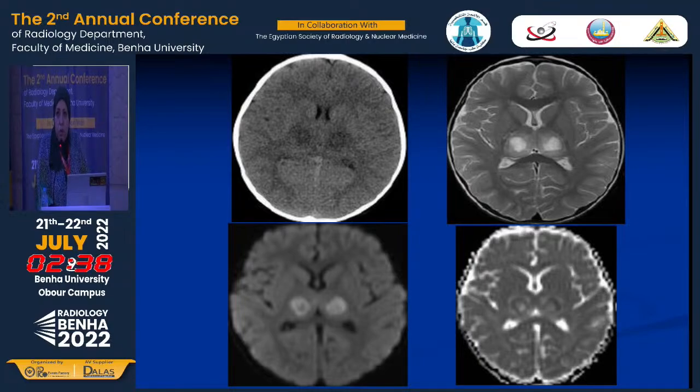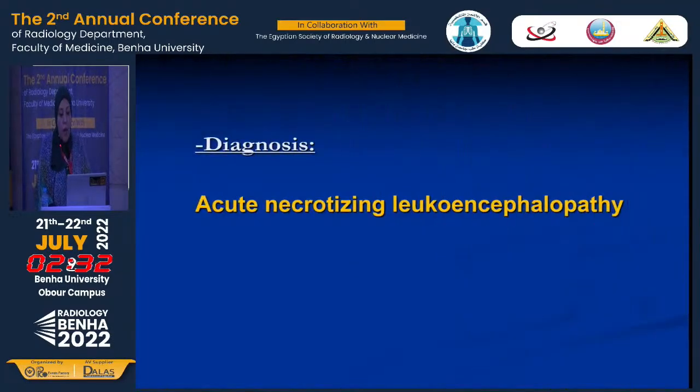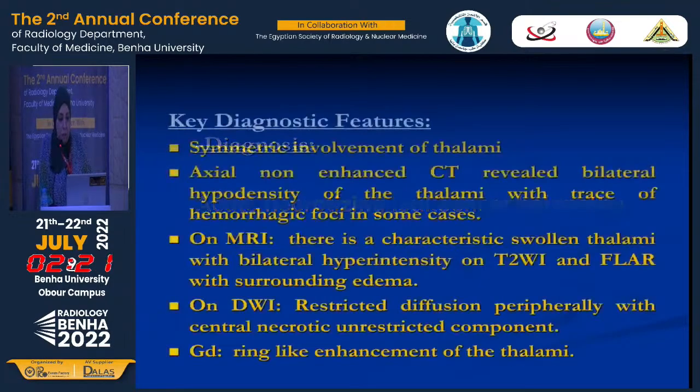This case is serious and fulminant, but you can save the life by your early diagnosis. So acute necrotizing leukoencephalopathy is an important condition for any viral infection in a child or adult, particularly in COVID or post-COVID cases.